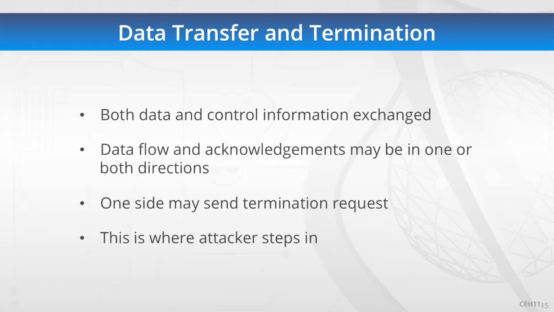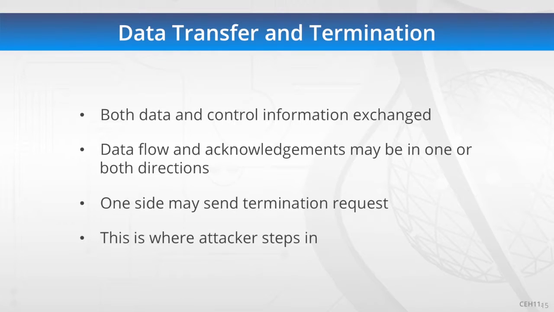Data transfer and termination. So we both agreed on the data and the control information to exchange back and forth. We get that out of the way. We do the data flow and acknowledgments. We can do the acknowledgments in both directions. With TCP, that's exactly what we do. Some, like the UDP protocol, since there's no connection set up, we just keep on sending and praying that we'll actually get the response.